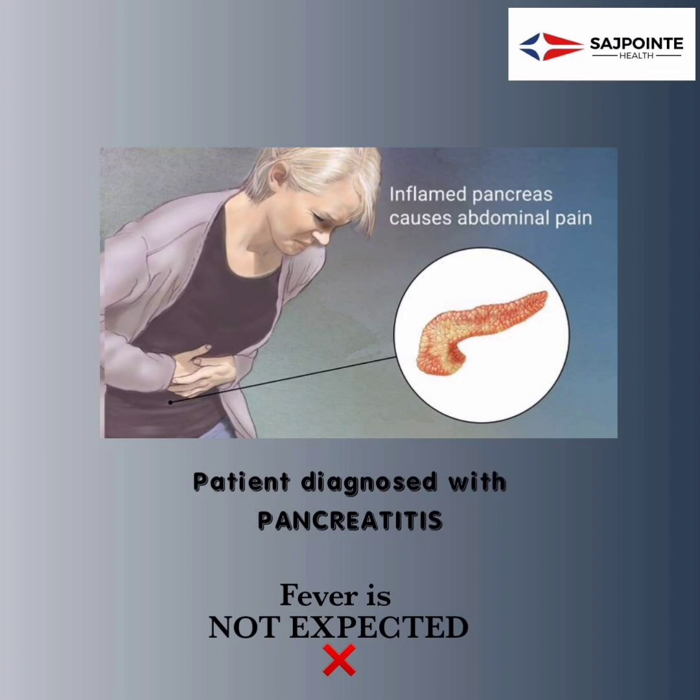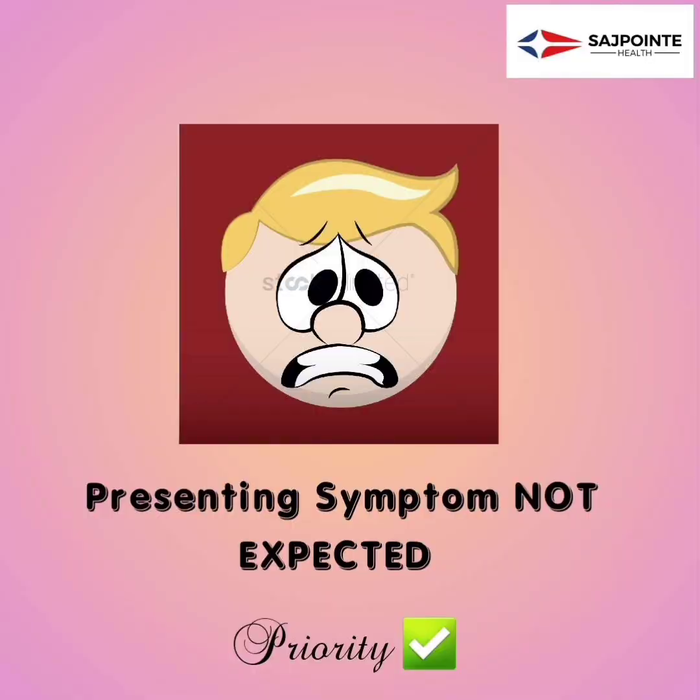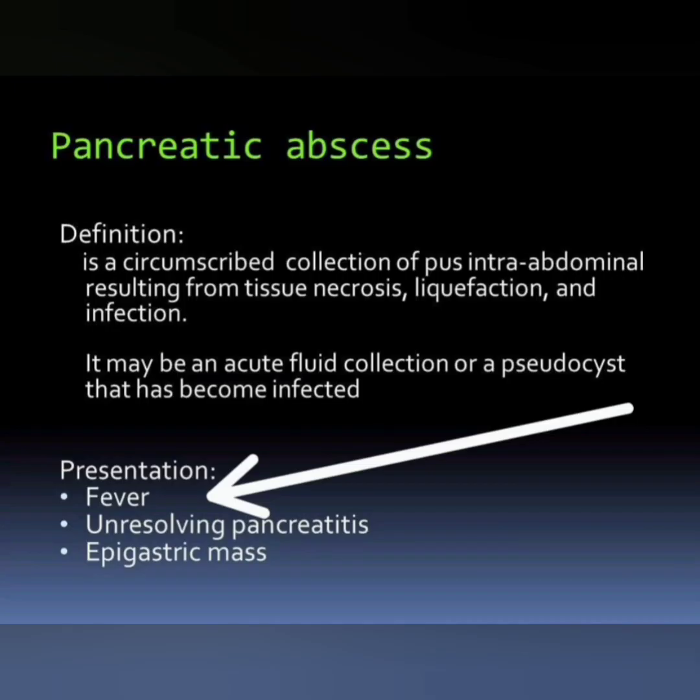So my only concern will be when the presenting symptom is not expected. Say my patient with pancreatitis all of a sudden started having a fever of like 101, 102 with some severe abdominal pain that's increasing, then yeah, that sounds like danger. Something is definitely going on, say an abscess. So this is how you make use of this method.